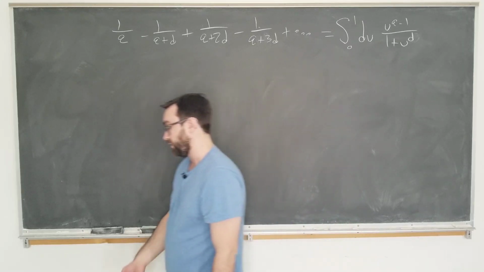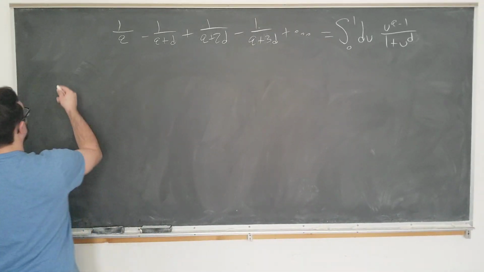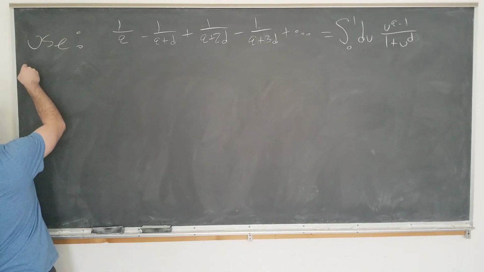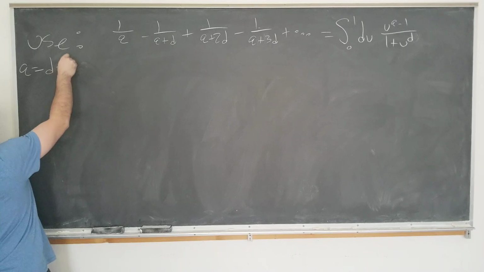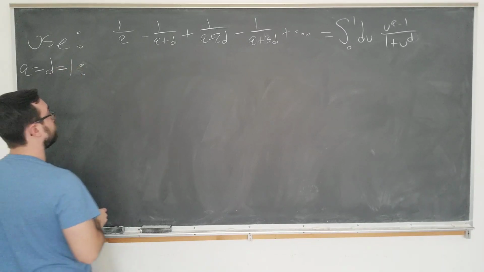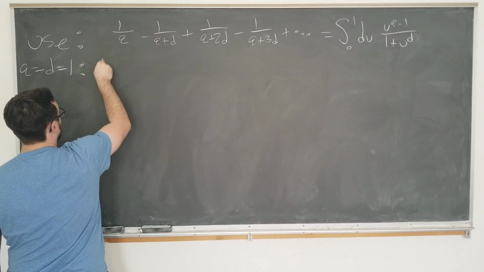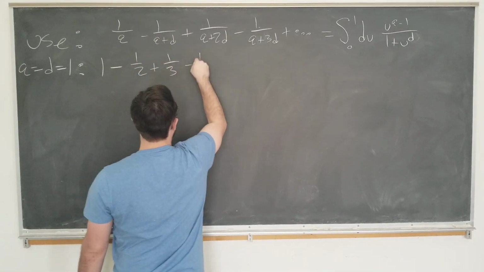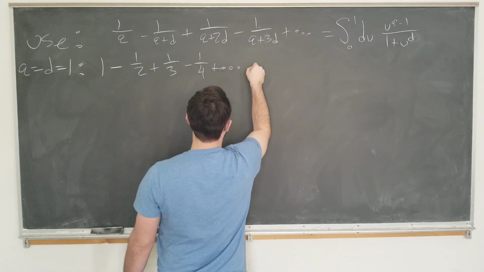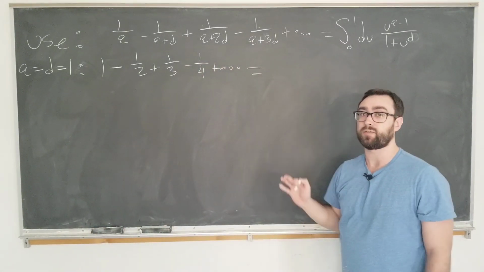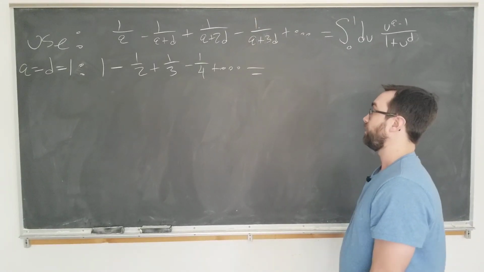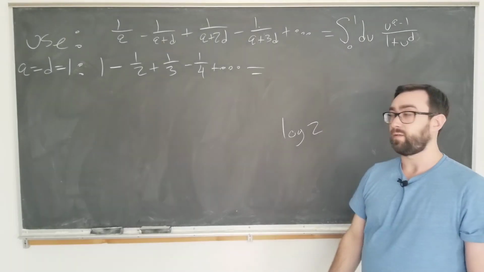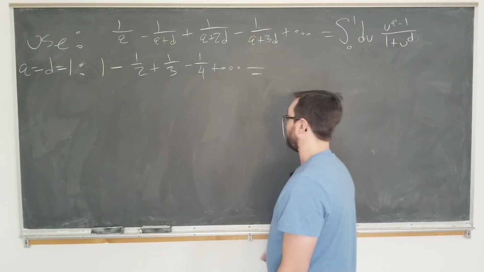So it's pretty important to know these examples. Now we're going to use this expression, and we're going to look at a equals d equals 1 to start out with. For this simple case, the series in question becomes 1 minus 1/2 plus 1/3 minus 1/4 plus higher order terms, which we can recognize immediately as the alternating harmonic series. We should already know its value to be natural log of 2 by rearrangement in our calculus courses, but we're going to show that it's that here.